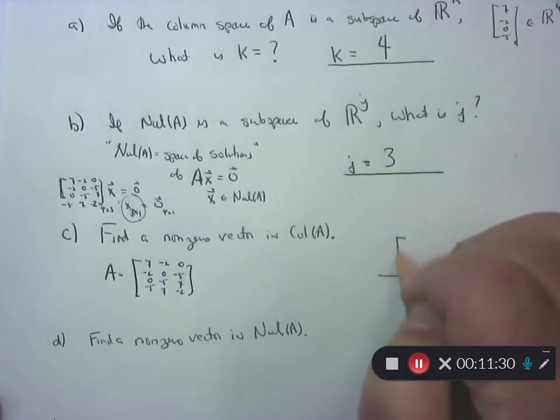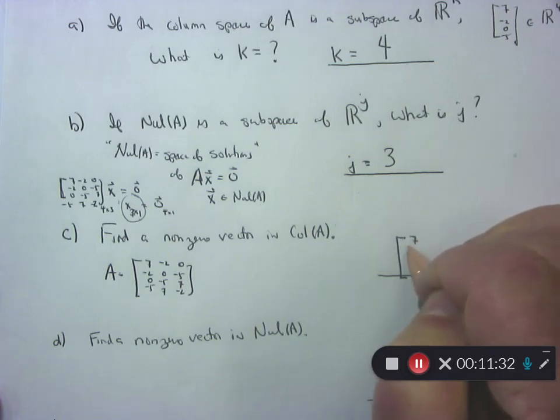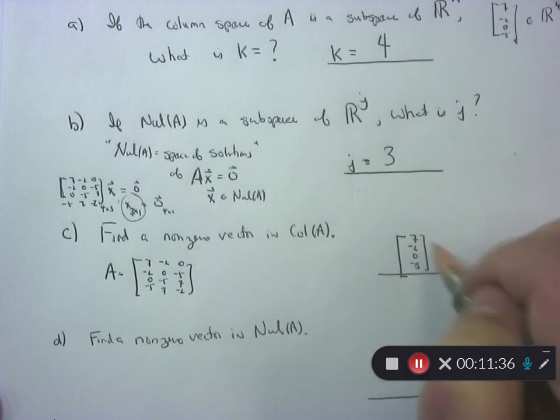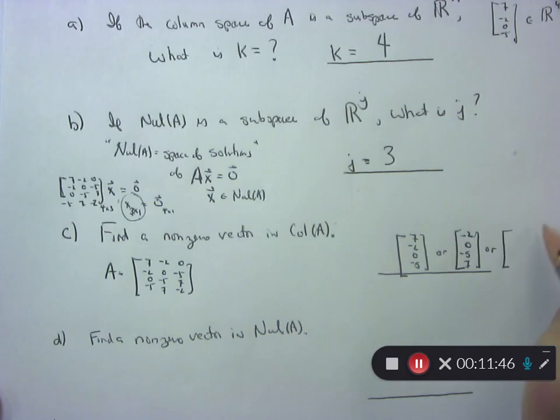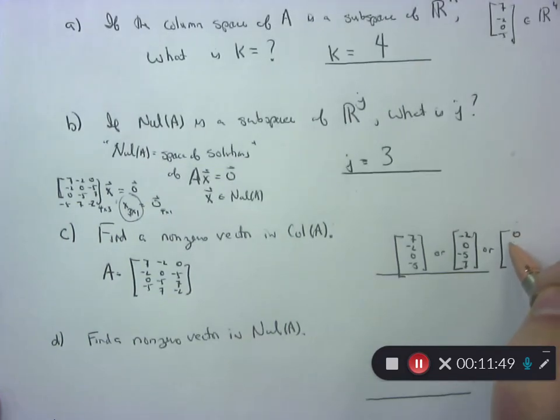That could be my choice. I pick the first guy: 7, negative 2, 0, negative 5. That would work. Or you could be obstinate and take the column in the middle: negative 2, 0, negative 5, 7. Or you could take the last one just to be different: 0, negative 5, 7, negative 2.